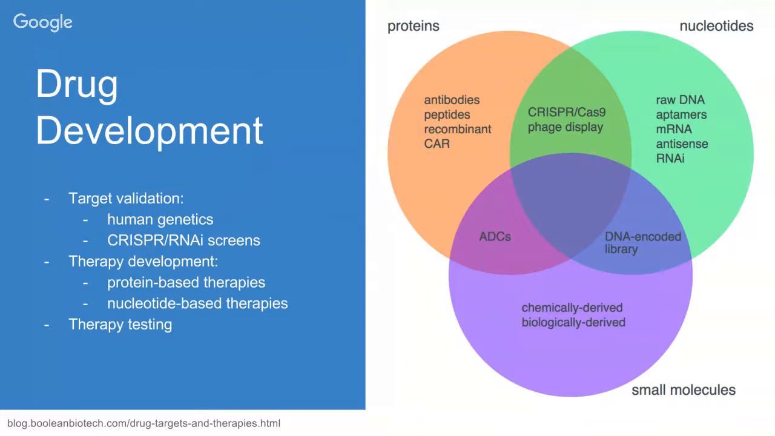So again, a sort of curtailed version of drug development you could think of as first thinking of a target and validating it. And there are sort of very biological elements to that. Then developing your therapy. Obviously, you could develop a chemical therapy, but I'm just going to talk about protein-based therapies and nucleotide-based therapies. And then you need to test your therapy, right? You need to make sure it works, but I won't talk about that at all.